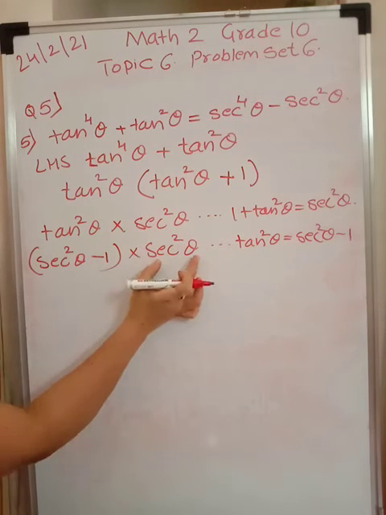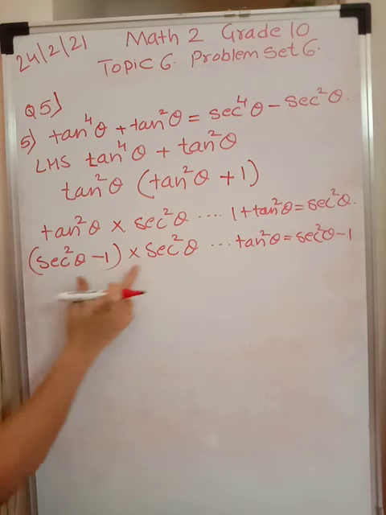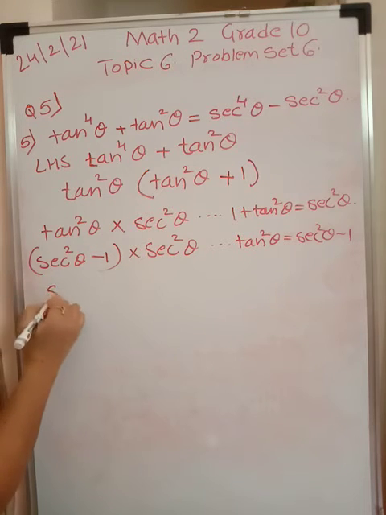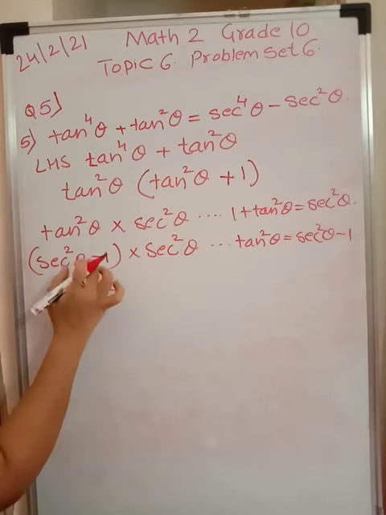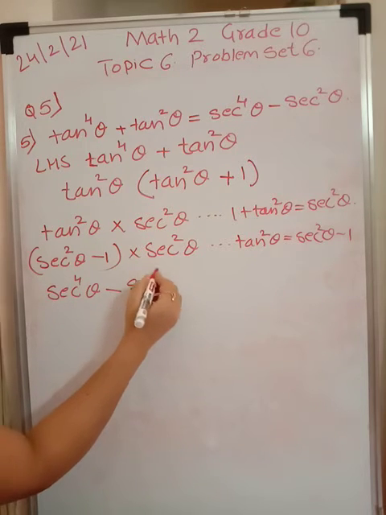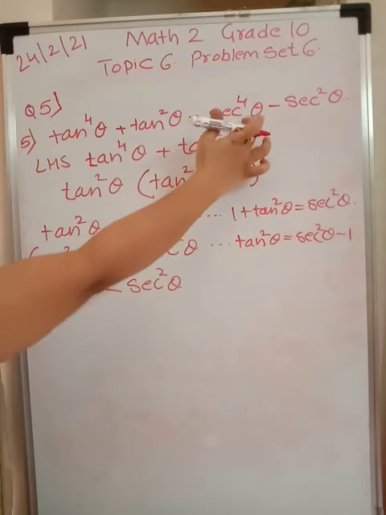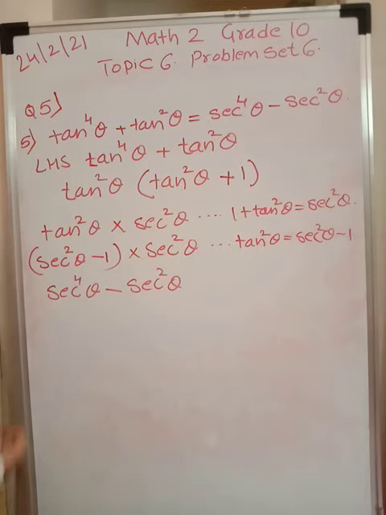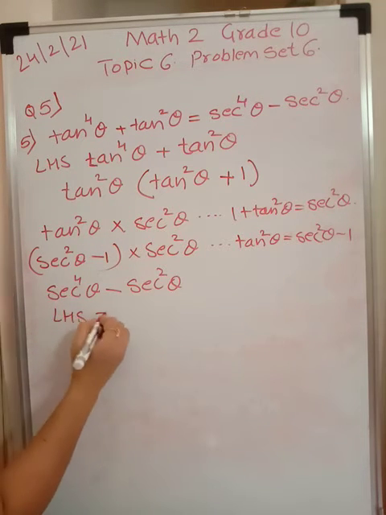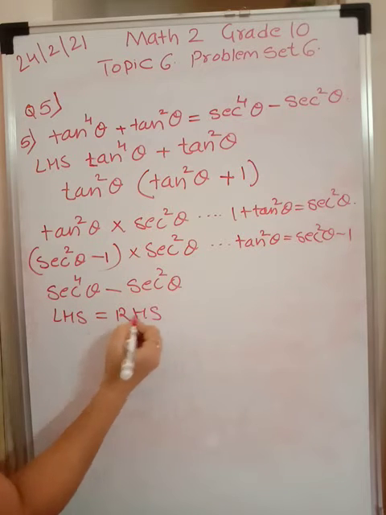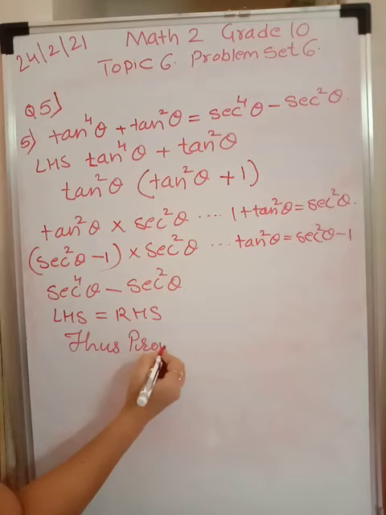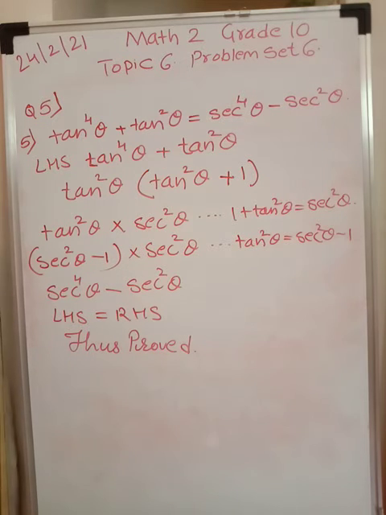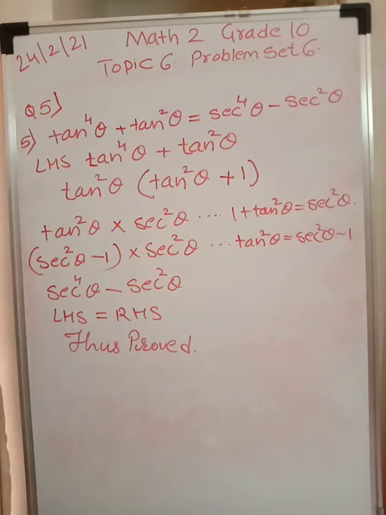Now just multiply sec square theta with this bracket. Sec square theta into sec square theta will be sec raised to 4 theta minus sec square theta into 1 is sec square theta. This is your RHS. So LHS is equal to RHS, thus proved. Got it? Let's go for the next question.